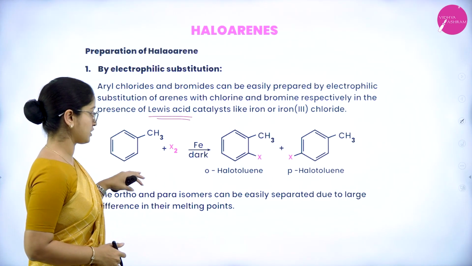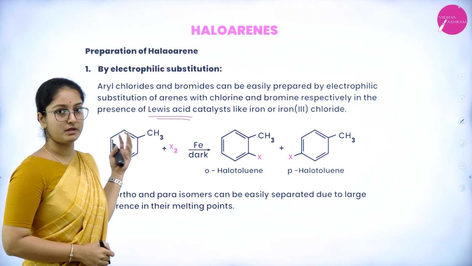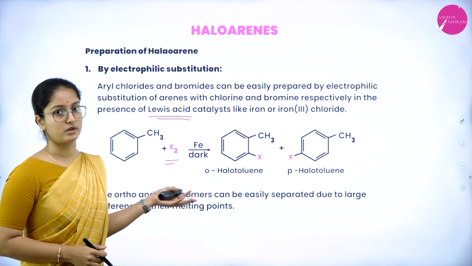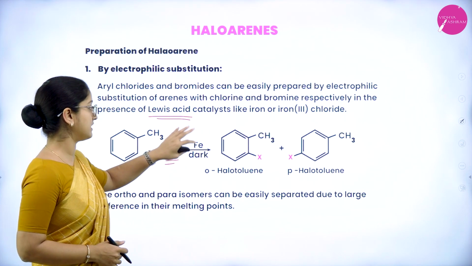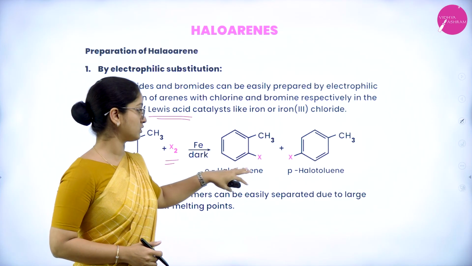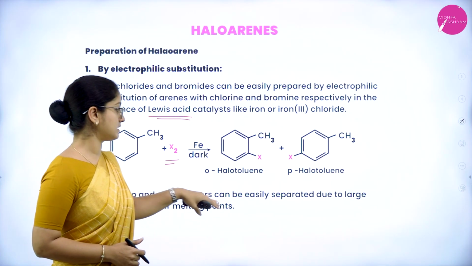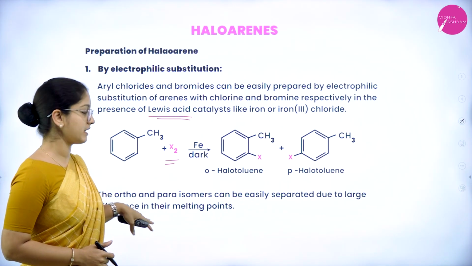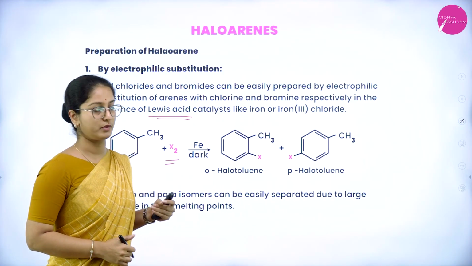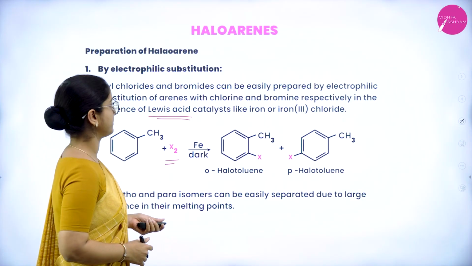So here is a reaction equation. This is methyl benzene, which can also be called toluene. X2 represents halogen, whether it is chlorine or bromine. So in the presence of a Lewis acid catalyst, that is iron, we can obtain orthohalotoluene and parahalotoluene. The ortho and para isomers can be easily separated due to the large difference in their melting points. Ortho and para give a large difference in the boiling points and the melting points of the compound. So therefore they can be separated.